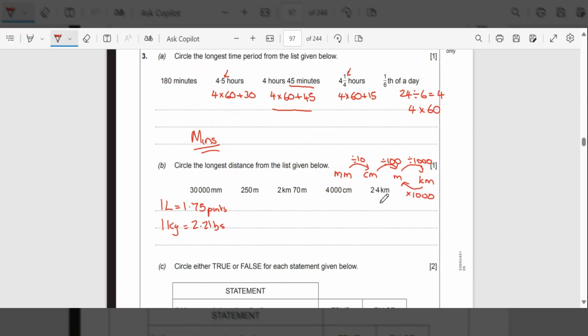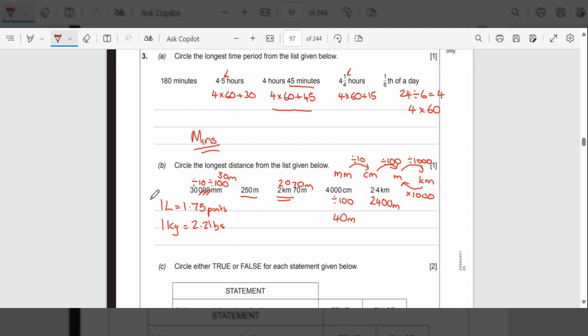Possibly into meters. That one's already in meters. If I divide that by 100, that's 40 meters. If I times that by 1,000, that's 2,000 plus the 70 meters. That's 2,400 meters. The only one I've got then is here. I need to divide this one by 10 to get it into centimeters, then by 100 to get it into meters. So there'd be 1, 2, 3 coming off. So that's 30 meters. So the longest distance there is 2,400 meters.